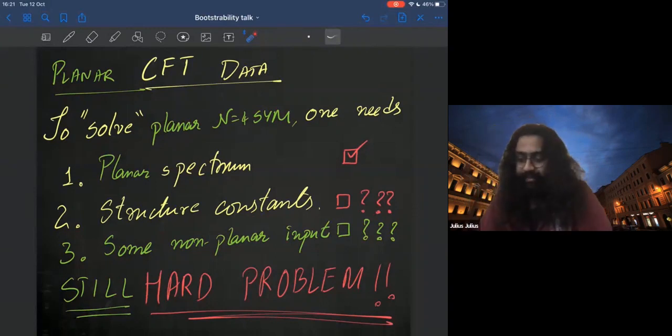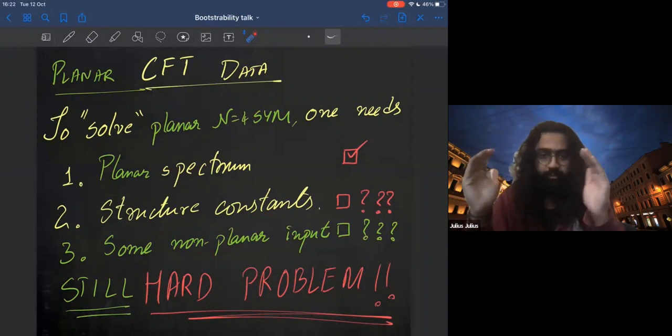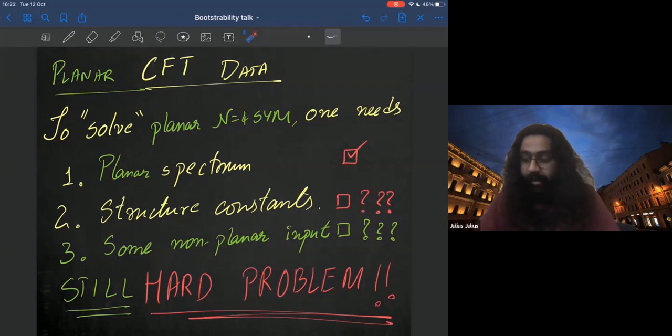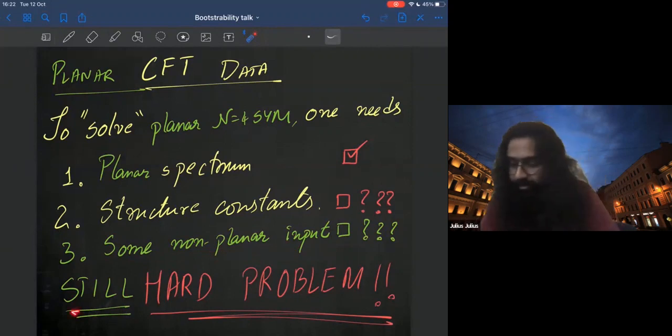And the thing is that if you restrict to the planar theory, we still need some non-planar input. Because if you try to consider a 4-point function even of 4 scalars in the planar limit, you will still need some non-planar input. Some double trace terms still contribute in the OPE, for example. So the problem is still hard, and it's still a bit annoying because now we have this extra thing here which we don't have full control over.